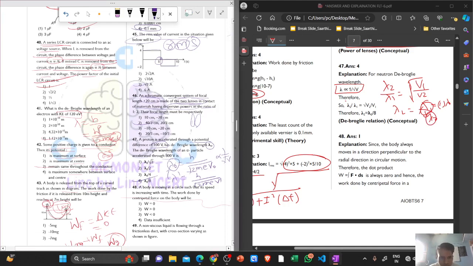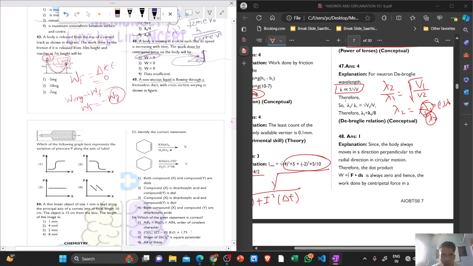Moving ahead, a body is moving in a circle, and the work done by the centripetal force is always zero. You know, as a body is moving in the circle, the centripetal force is always acting perpendicular to the tangential direction, so the displacement is always perpendicular to the force acting on it. So work done is always zero.